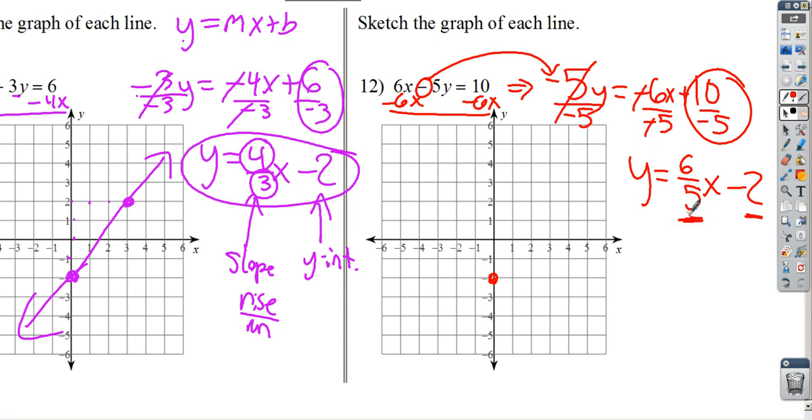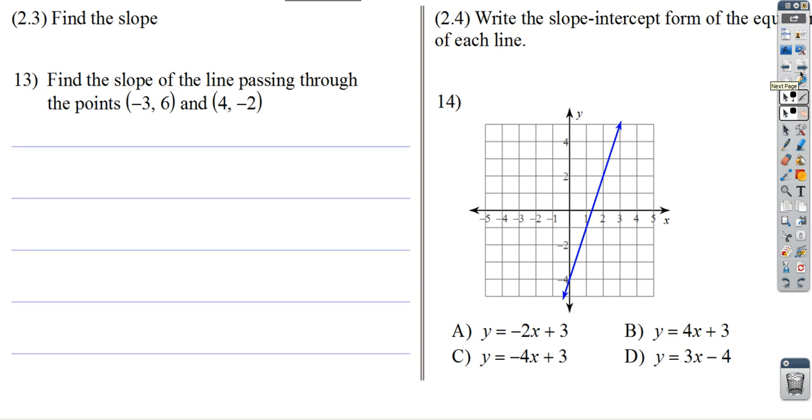This right here is the slope, and that means go up 6 and go over 5, which is where I just put that dot. And it's not a very neat looking line, but that is roughly what the line will look like. It just says sketch the graph.